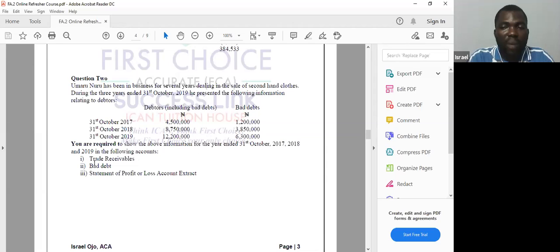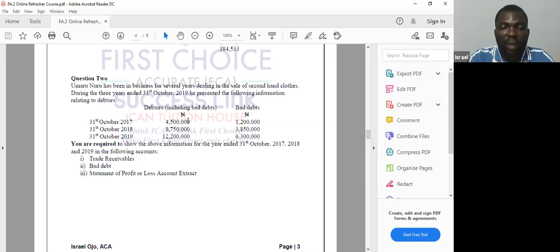I expect you to prepare these three statements as trade receivable accounts. After the trade receivable account, we also talk about the bad debts. Then after bad debt, we expect to do the extract of the profit or loss account.